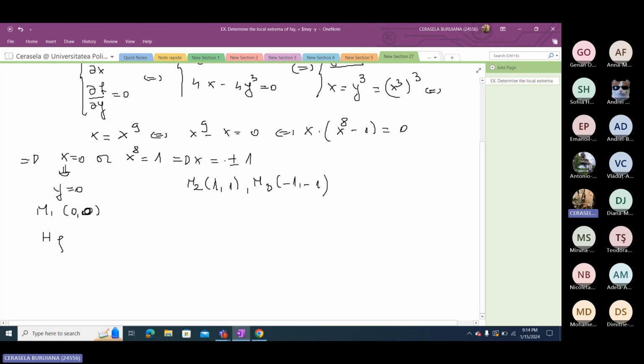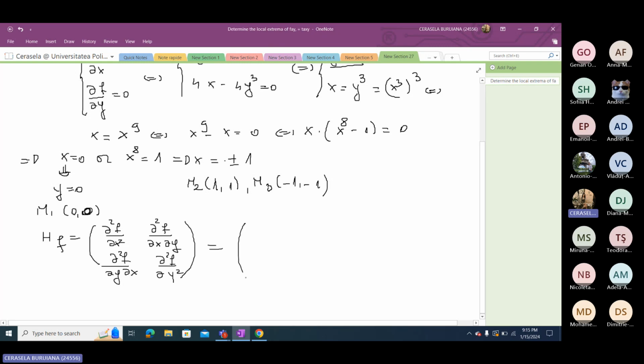Now is the moment. I have to write the Hessian, if you remember. Let's write it in general. It is formed by the derivatives of second order of f. So I have the derivative of f of second order in function of x, then in function of x and y. Here, the derivative of second order in function of y and x, and the last position is occupied by the derivative in function of y.